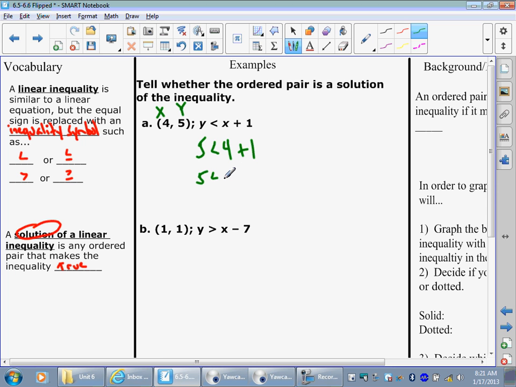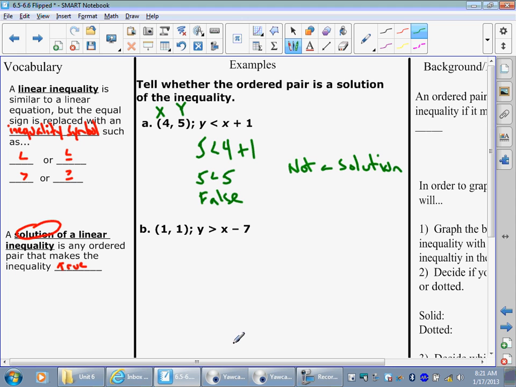5 is less than 5. Now, is that true or false? 5 is not less than 5. All right, 5 is the same thing as 5. So this is a false statement, so it is not a solution. It is not a solution.